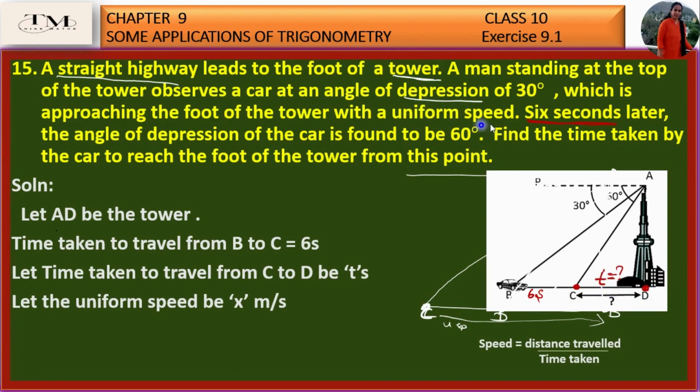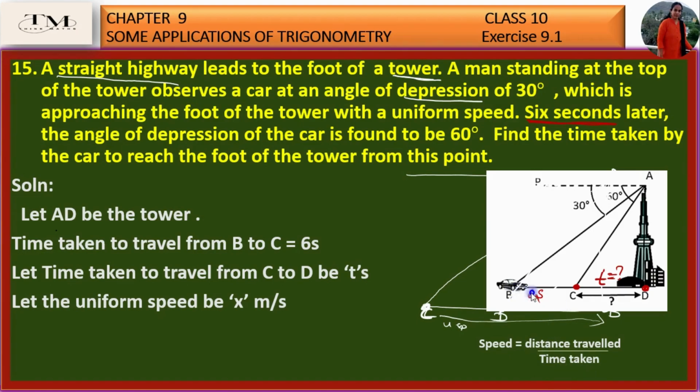The speed is uniform. Let us assume the uniform speed as x. So the speed is uniform from B to C as well as from C to D. The speed is the same; uniform means same. So the uniform speed is x. These are the assumptions. What do you know about speed, distance traveled, and time taken? This is the formula: speed is equal to distance traveled divided by time taken.